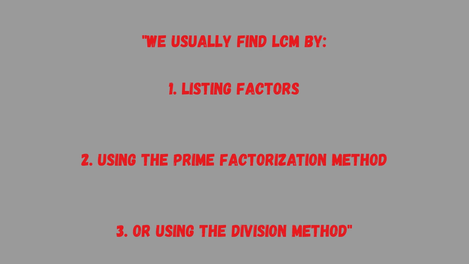Now I am going to explain to you about LCM. So let's learn LCM, least common multiple. It is the smallest number that is a multiple of 2 or more numbers. Like HCF, LCM also has 3 methods to find it. First one is listing multiples. In this method we write multiples of the numbers and find the lowest common multiple.